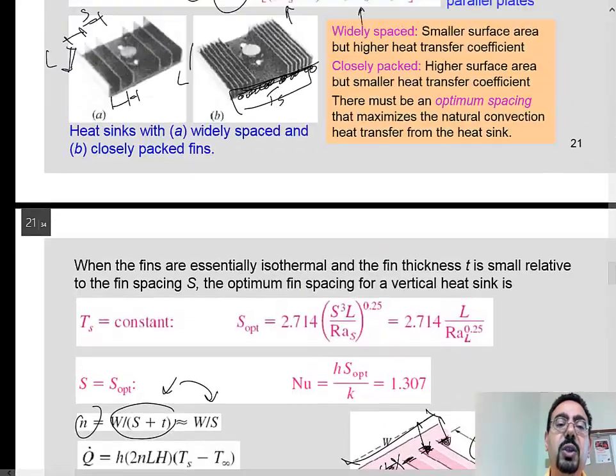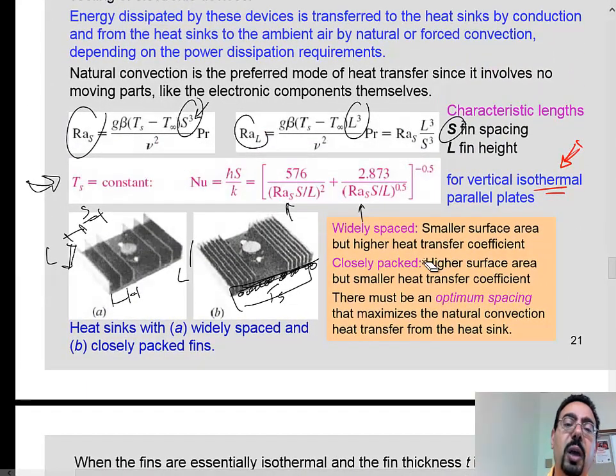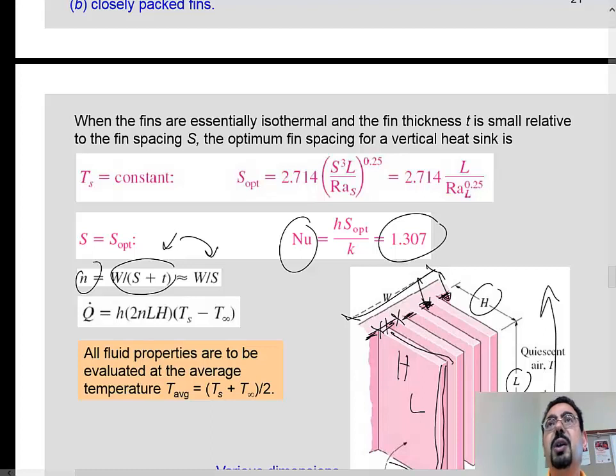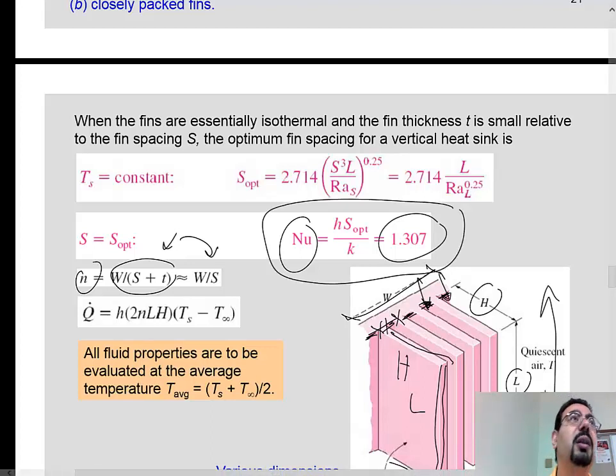All right? Anyway, so this is the general formula for the Nusselt number. So I bet this would be at certain spacing. It will have the optimum spacing, and the optimum Nusselt number is this, 1.307. So if I say it's optimally spaced, you don't even have to calculate the Nusselt number. You just go ahead and use this Nusselt number. That is the highest Nusselt number, 1.307. And what is the spacing for that optimum Nusselt number? You get it from here. H S optimum over K is 1.3. So if you have your K and your H, you can get S optimum. All right?